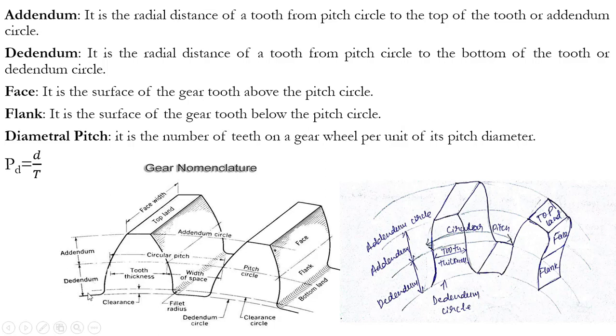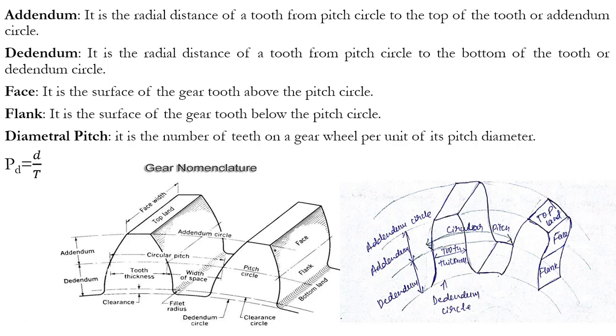So these two are very simple to remember. You can write it. Even in this diagram I have clearly shown addendum is the radial distance from this pitch circle to the addendum circle. Dedendum is the radial distance from this pitch circle to the dedendum circle. Yes, this is actually the dedendum circle. Next we will go for a few more important terminologies or nomenclatures.